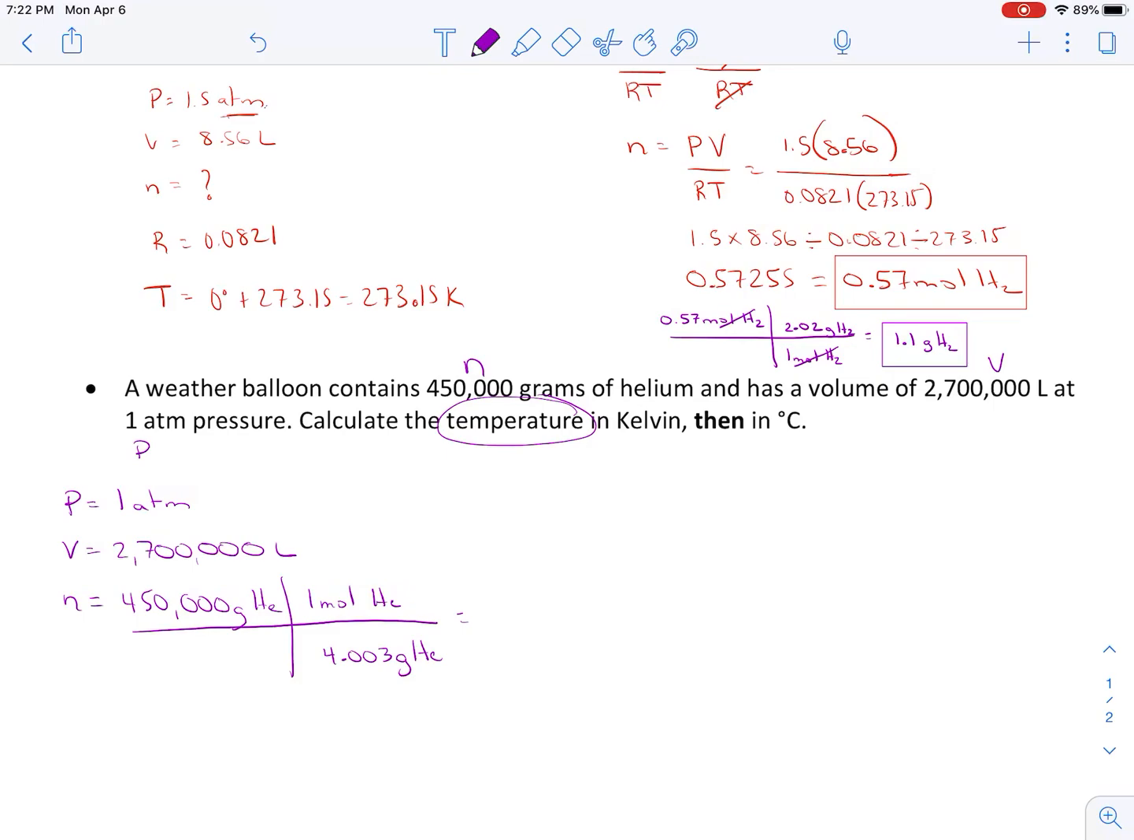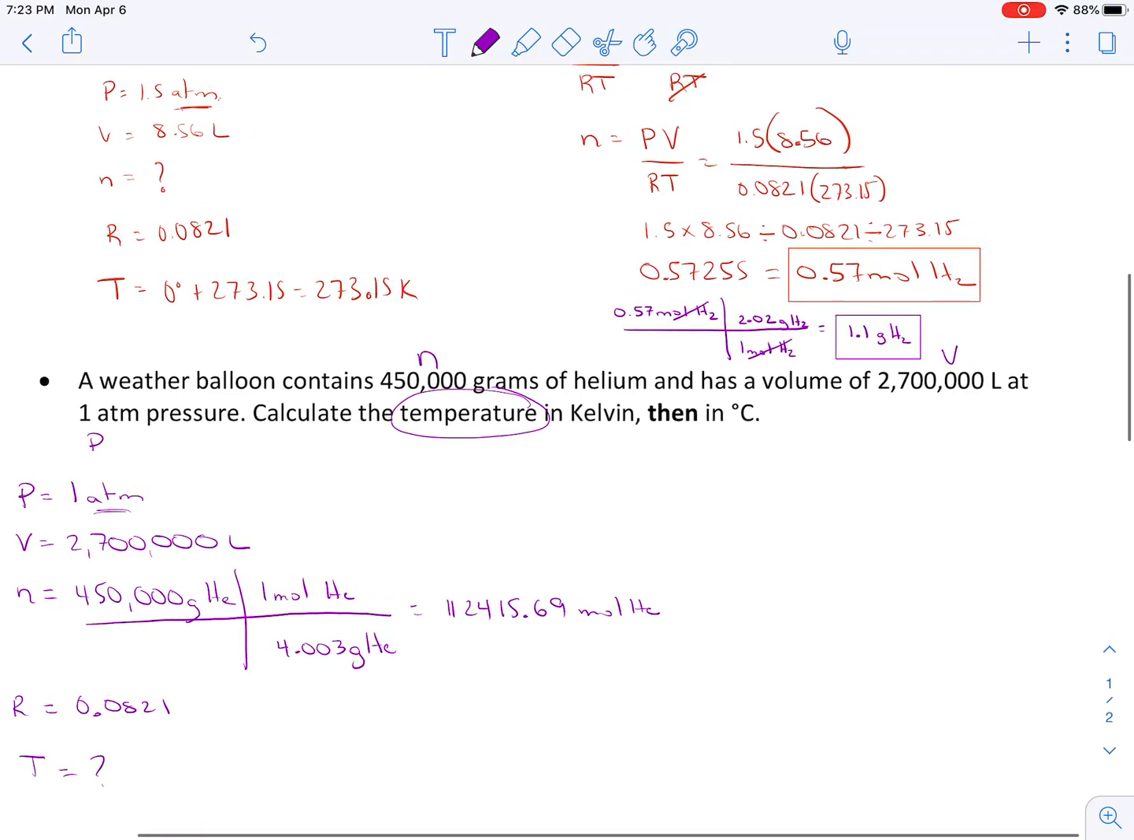All right. So let's go ahead and find these moles here. 450,000 divided by 4.003. Oh, this is a fun number. We've got 112415.69. We'll stop there because that's a lot. That's our moles of helium. Our R, what R are we going to use? We have atm, so we're going to use 0.0821. And then our temperature, in this case, is our question mark.